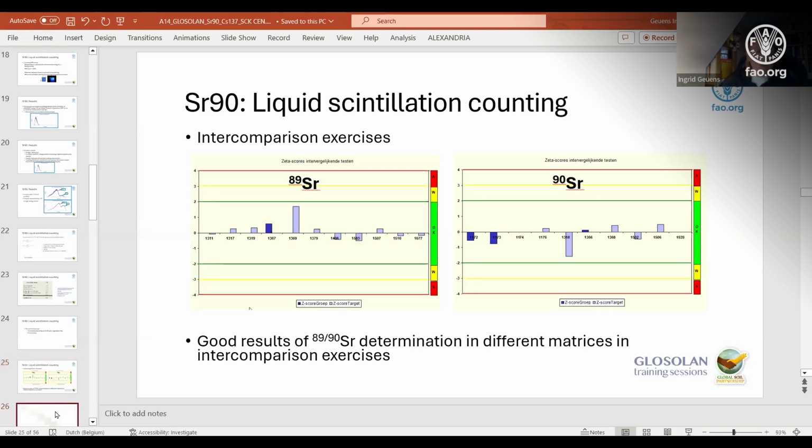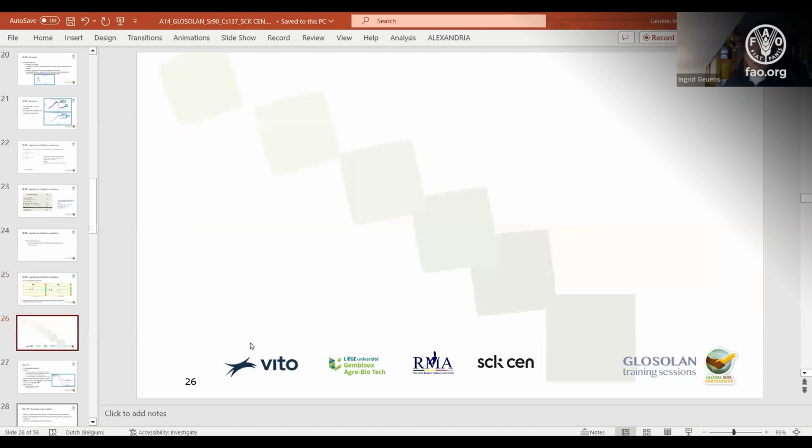So that's about strontium-90. It's maybe good to have a small pause because then we can go to Cesium-137, which is a completely different isotope.